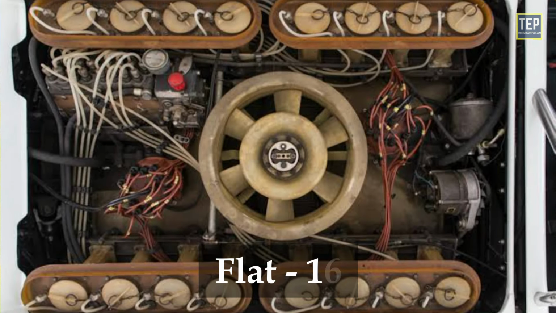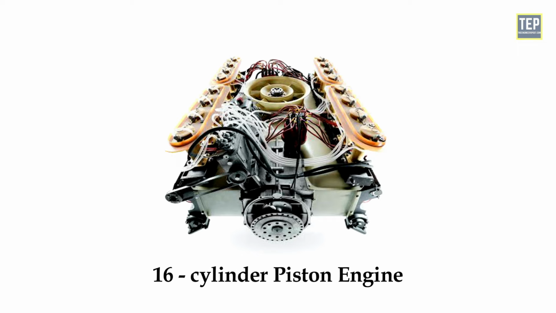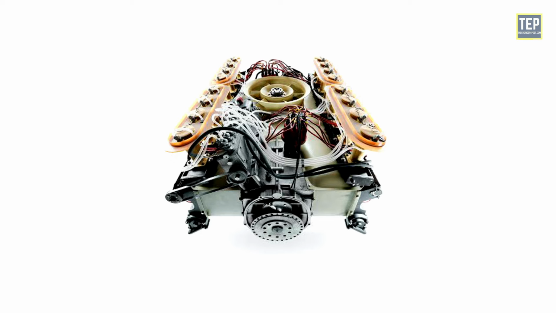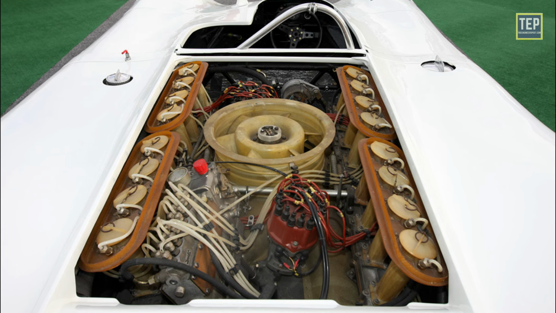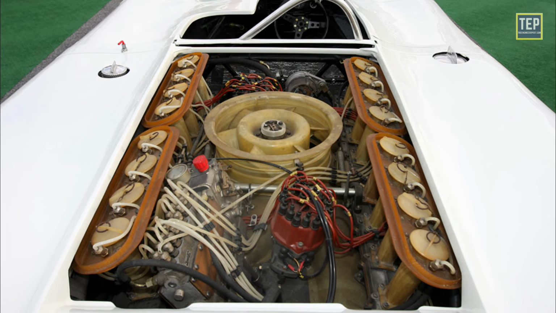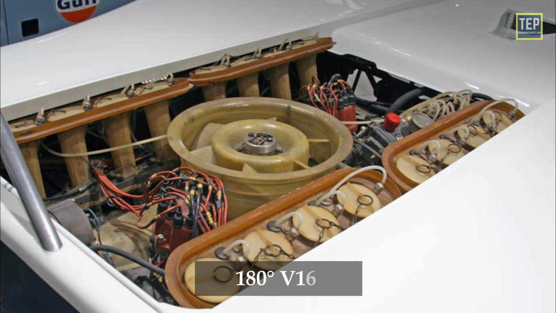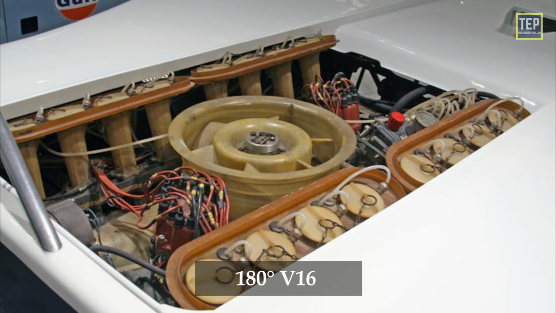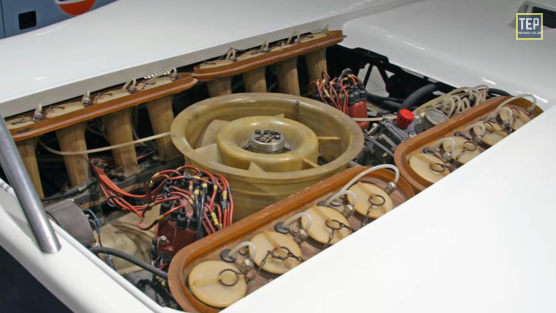Flat 16 engine. A flat 16 engine is a 16-cylinder piston engine with 8 cylinders on each side of a central crankshaft. Flat 16 engines are less common than V16 engines, with only a couple of prototype racing engines using a flat 16 layout. These engines had 2 connecting rods per crank pin, so they could also be referred to as a 180-degree V16, rather than a boxer configuration used by most flat engines with 6 cylinders or less.